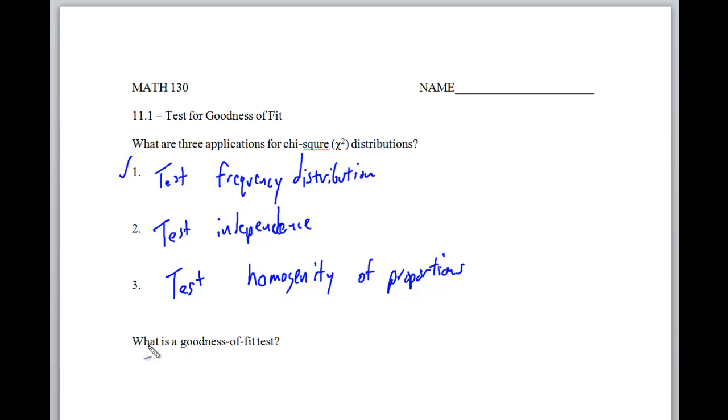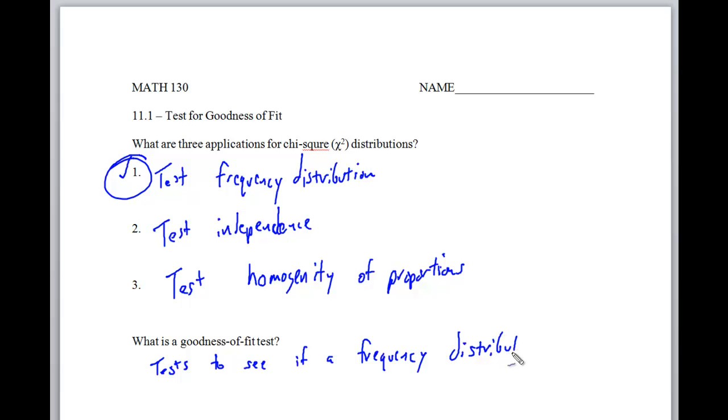But when we do today's goodness of fit test, we're going to be focusing on number 1 there, because the goodness of fit test tests to see if a frequency distribution fits a specific pattern.